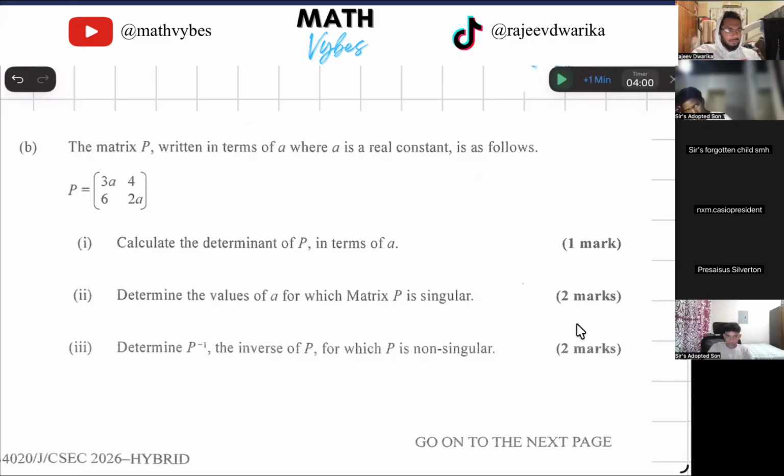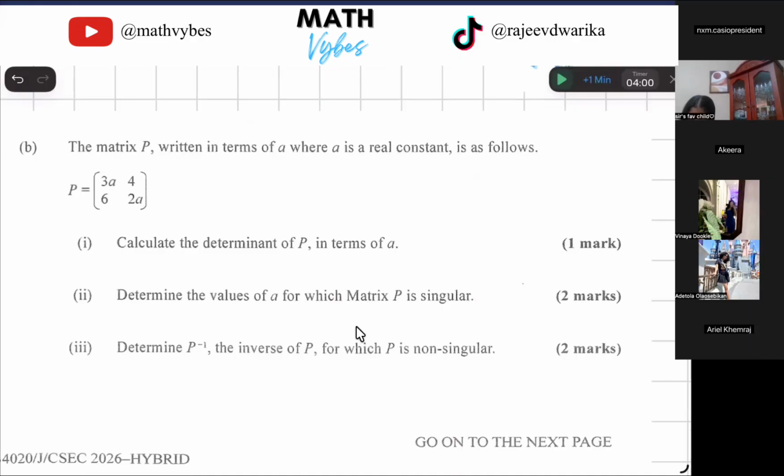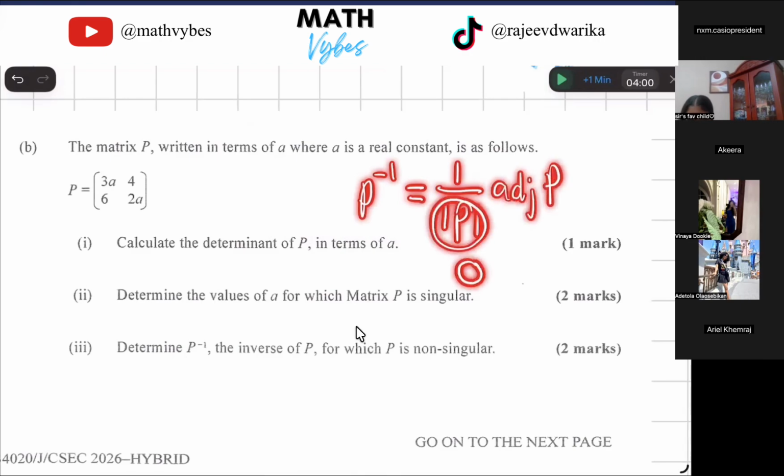All right. Do any of you know why you can't find the inverse of a singular matrix? Samir, do you know? Because the determinant is 0. Yeah, and can you divide by 0? No. Remember the formula for the inverse: to find the inverse of P, it's 1 over the determinant of P times the adjoint of P. But if the determinant is 0, you can't divide by 0.